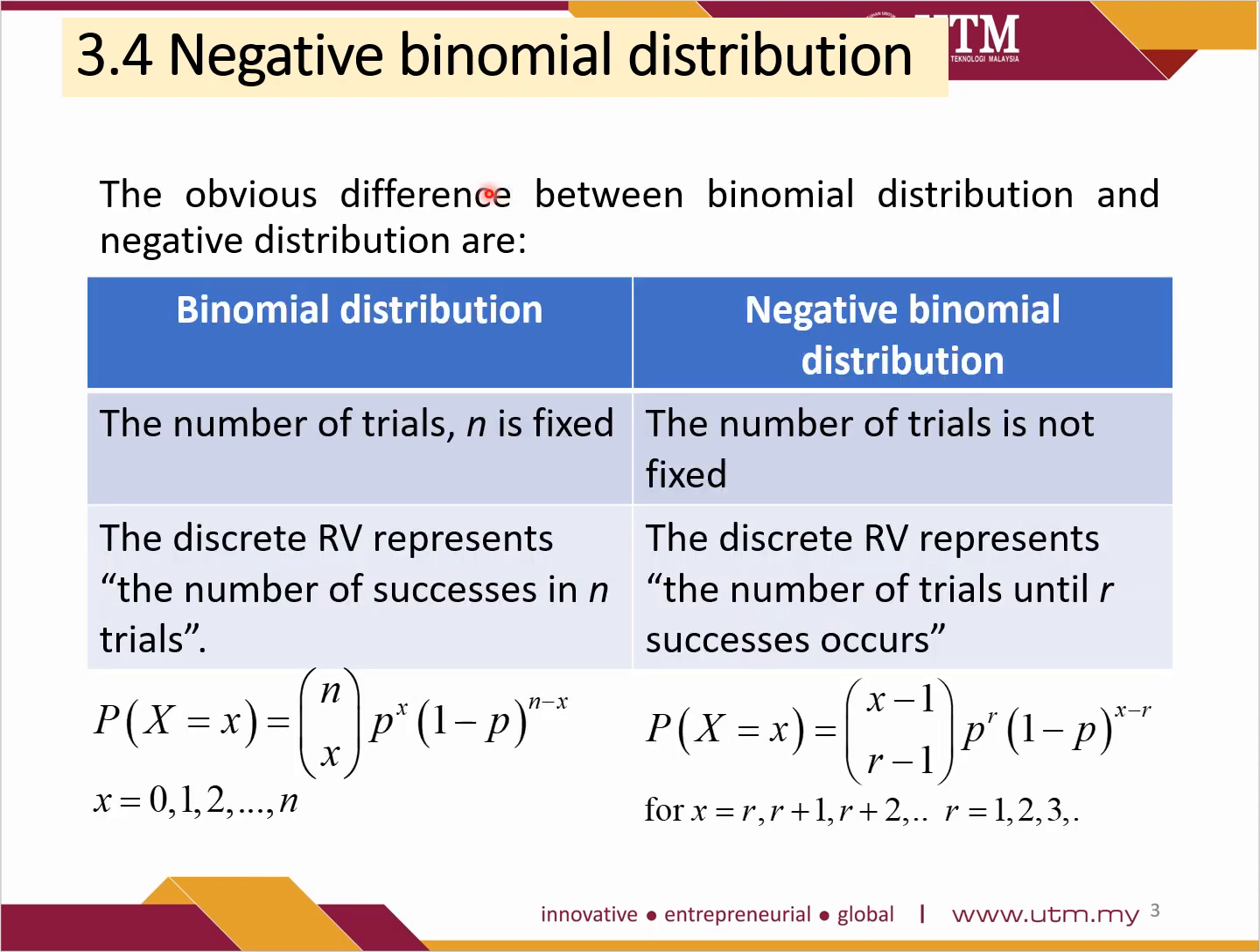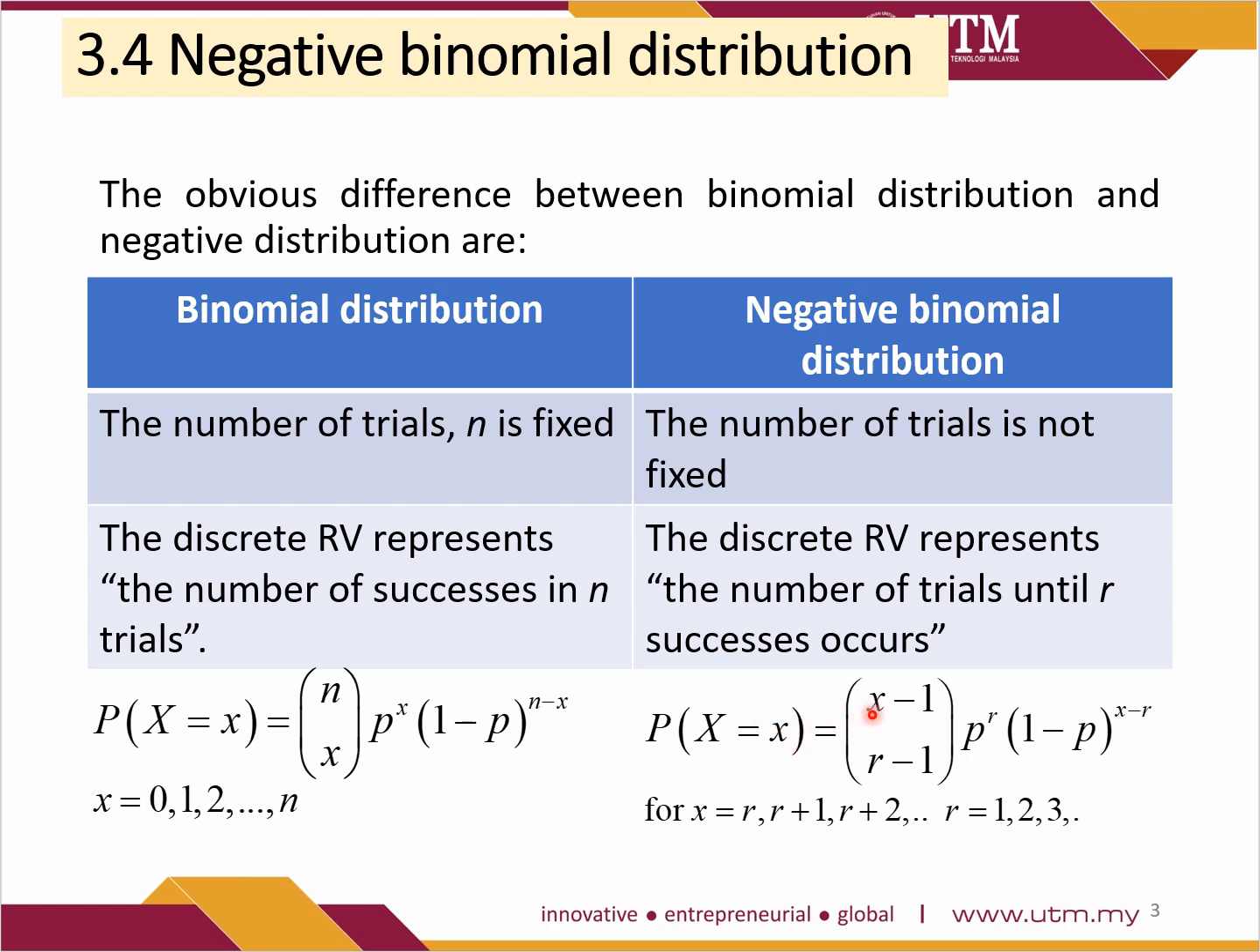The obvious differences between binomial distribution and negative binomial distribution are as follows. As I mentioned before, for binomial, the number of trials n is fixed. The discrete random variable x represents the number of successes in n trials, given by this formula. However, for negative binomial distribution, the number of trials is not fixed. So this x, the discrete random variable, represents the number of trials until r successes occur.